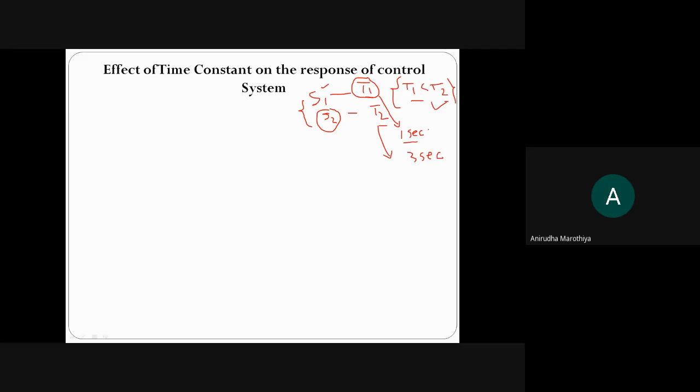Now, what is the significance of this 1 second and what is the significance of this 3 seconds? In case of system number 1, because the time constant of that system is 1 second, that means after 1 second, the response of the first system will be at 63.2% of its final value. But if you take system number 2, that system will take 3 seconds to reach 63.2% of its final value. Now you tell me, which system has the quick response?